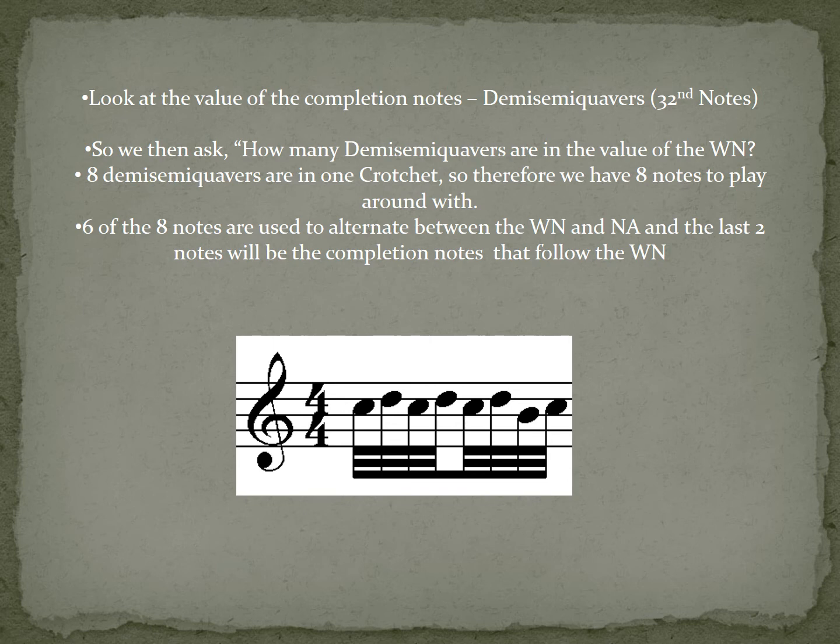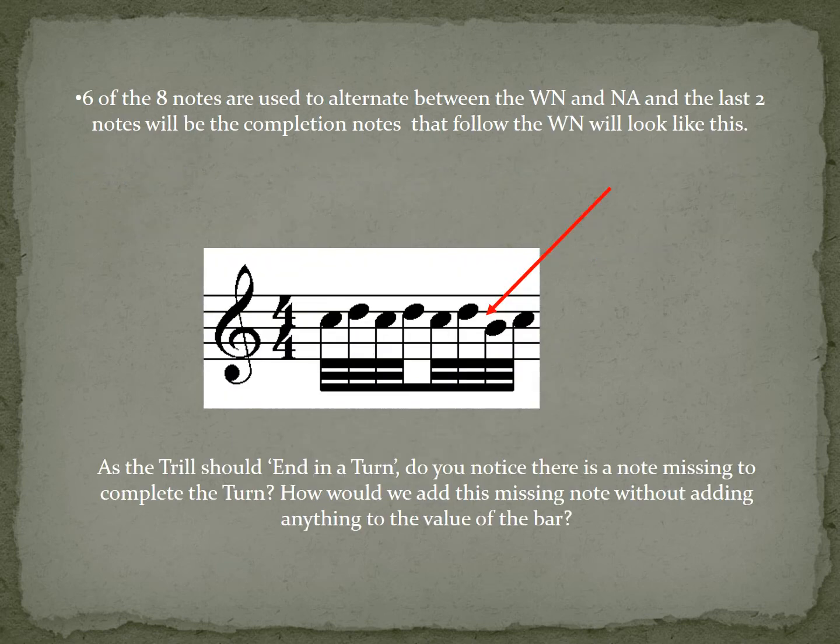As you can see from the example, there are 6 notes going from C to D, and then the last 2 notes are the B to C, which were the original indication of the completion notes. So there we are: 6 notes used to alternate between the written note and the note above, and the last 2 notes will be the completion notes to follow the written note. This is how they'll look.